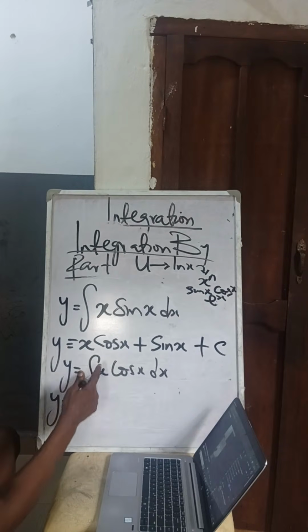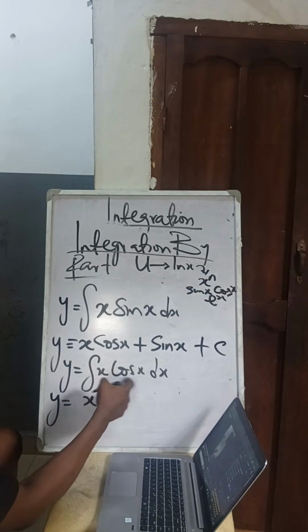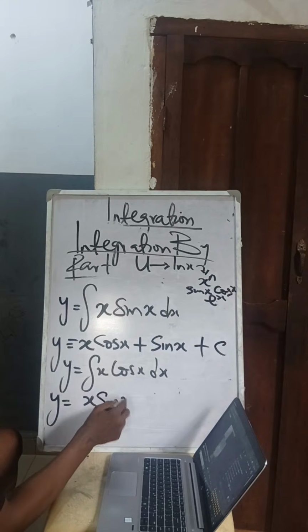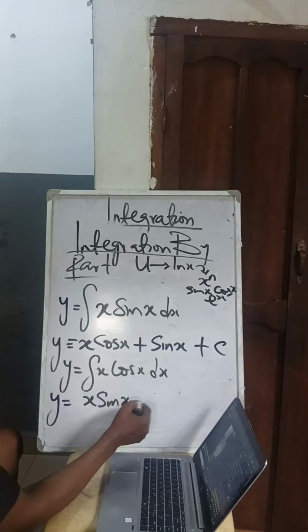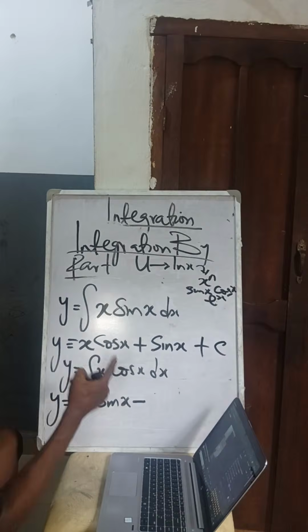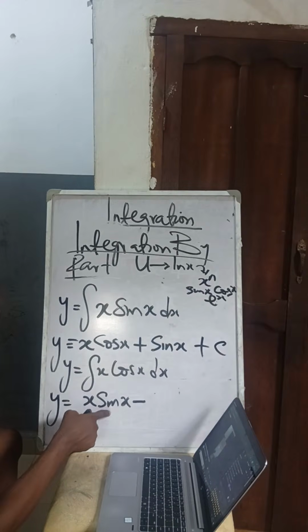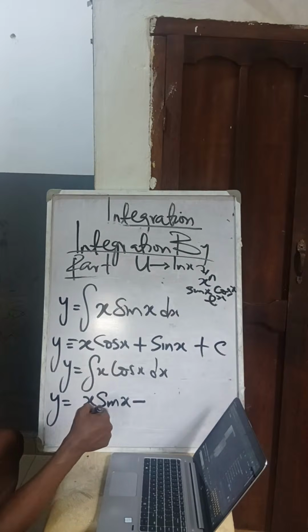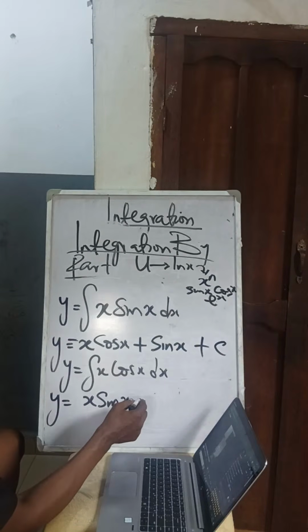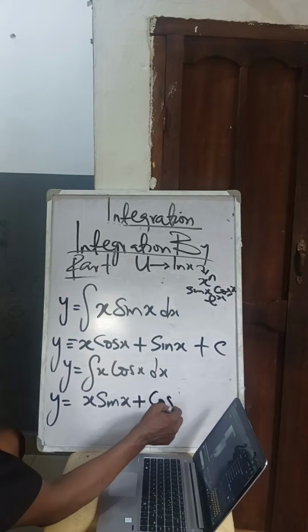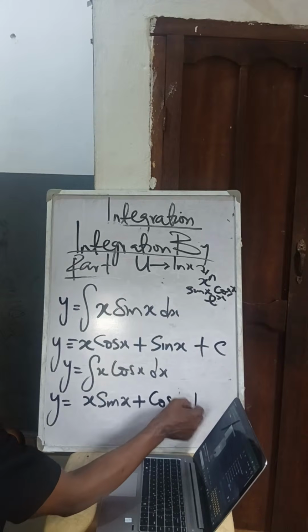So you write down x, integrate cos x, you have sine x. Okay, normally we have minus here. Then differentiate x, we have 1. Integrate sine x. We have minus. Minus times minus is what? Plus. You write plus cos x plus c.